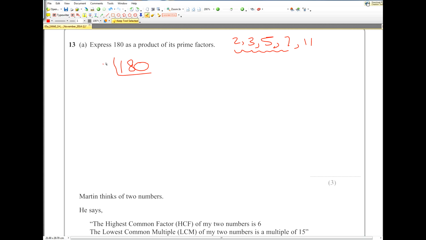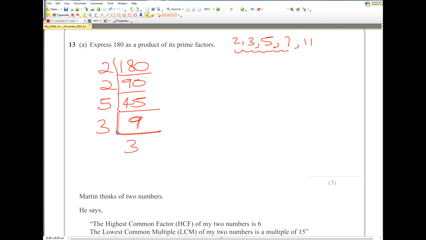So 180, what should we divide it by? 2. That gives us 90. And 90, what should we divide it by? 2. That gives us 45. 45, now you can't divide it by 2 anymore. You can divide it by 5. And that will give us 9, and we can't divide by 5 anymore, we can divide it by 3. That will give us 3, and can we divide it by 3 now? Yes, 3 divided by 3 again.